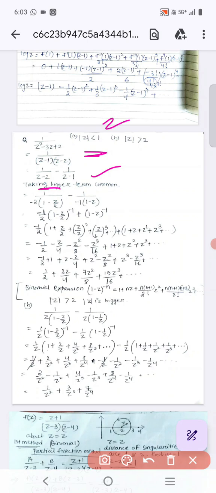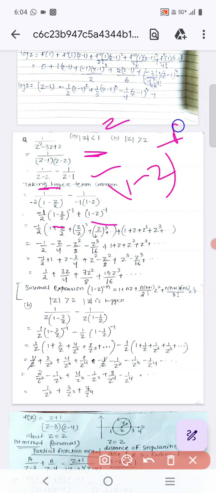Then apply the binomial expansion here. 1 minus z to the power minus n equals 1 plus nz plus n into n plus 1 by 2 factorial into z square plus n into n plus 1 into n plus 2 by 3 factorial into z cube. This is the binomial expansion of 1 minus z to the power minus n, and put it here, and we will get the series.